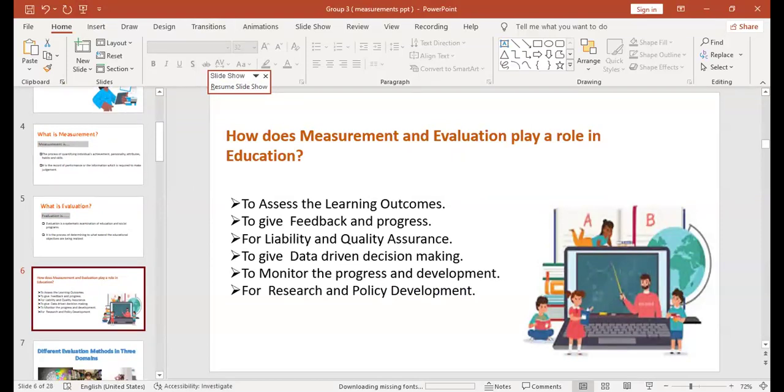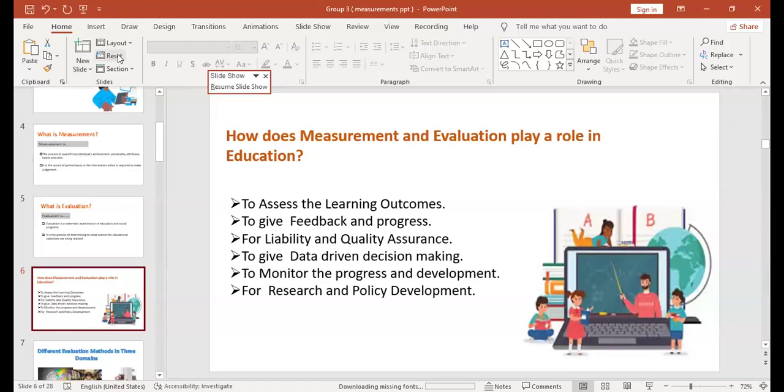Next is to give feedback and improvement. Through measurement and evaluation, students receive feedback on their performance and progress. It helps them understand their strengths and weaknesses, identify areas for improvement, and set goals for further learning. Next is reliability and quality assurance. They serve as a means of accountability for educational institutions and promote quality education. Evaluation results can inform decisions about resource allocation, curriculum development, and educational reform.